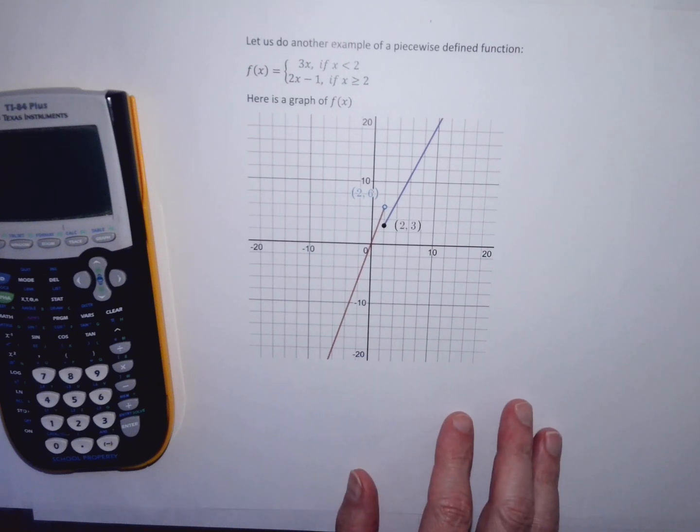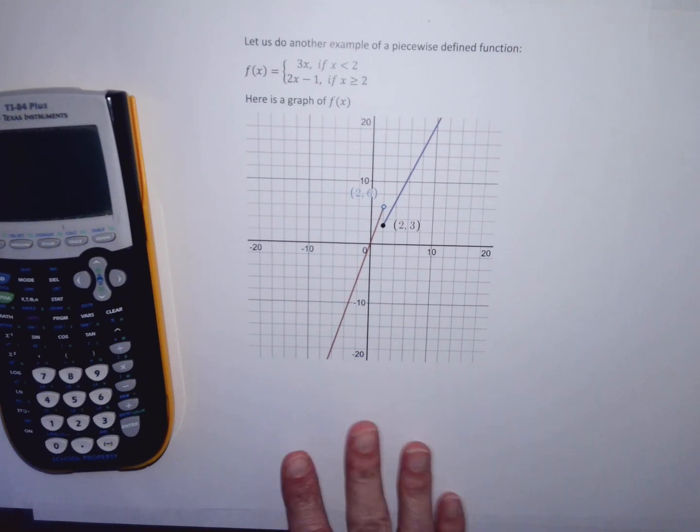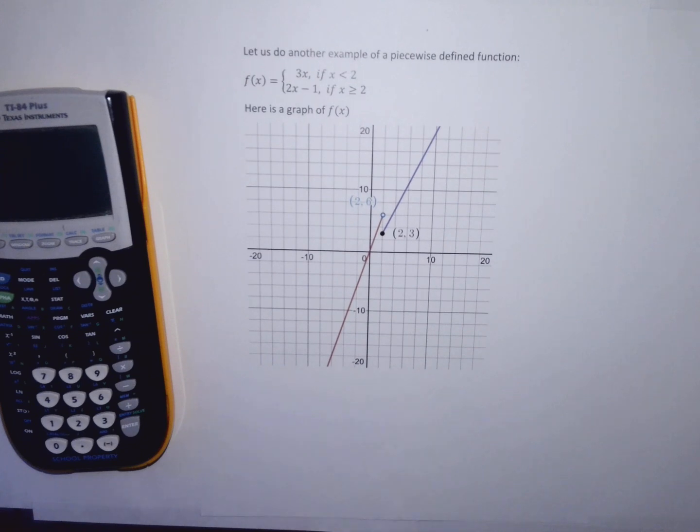So for the next example, I defined a piecewise function, which maybe is a little bit clunky because we don't do a lot of piecewise functions in algebra. But in order to talk about left-hand limits and right-hand limits and make the left-hand limit different than the right-hand limit, piecewise functions are the best functions for that.